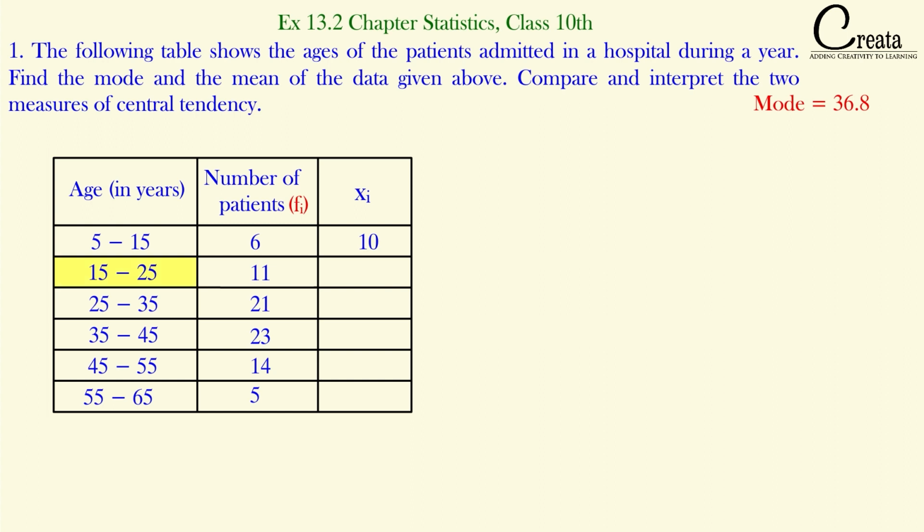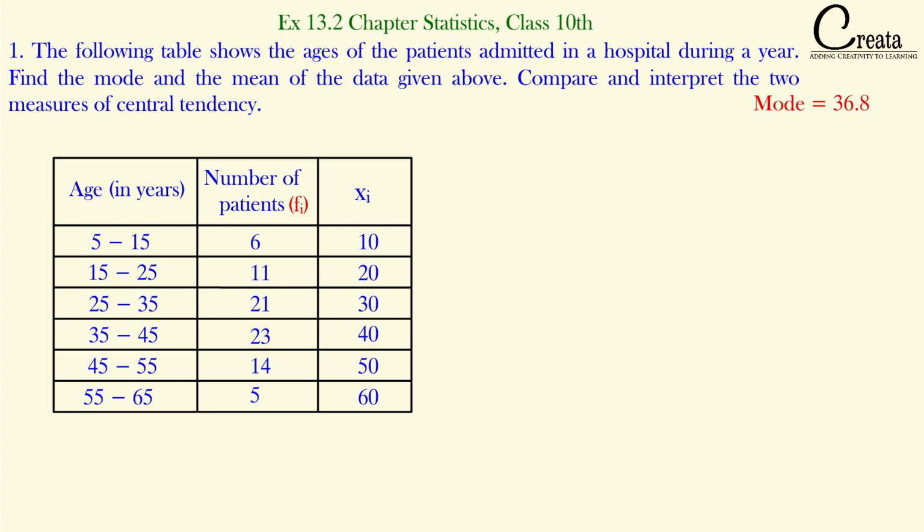Next, 15 to 25, what will be the midpoint? It is 20. Similarly, 25 to 35, the midpoint is 30. Next, it is 40, 50 and 60. You are open to use the formula or you can easily locate the midpoint by just looking at the range.